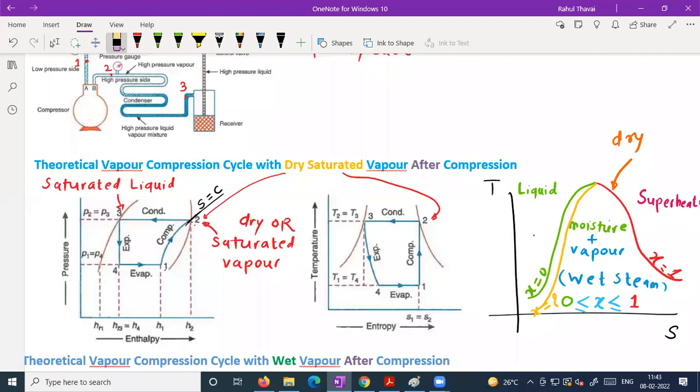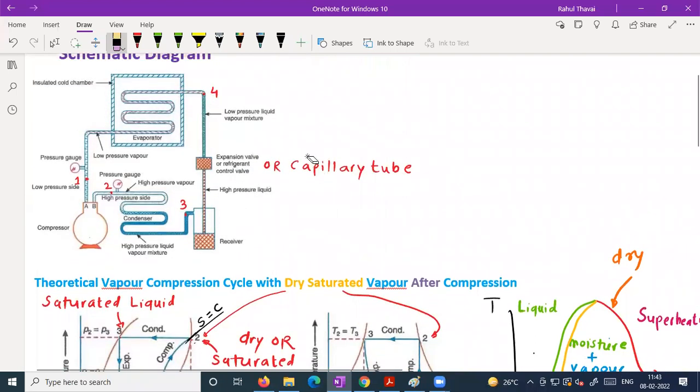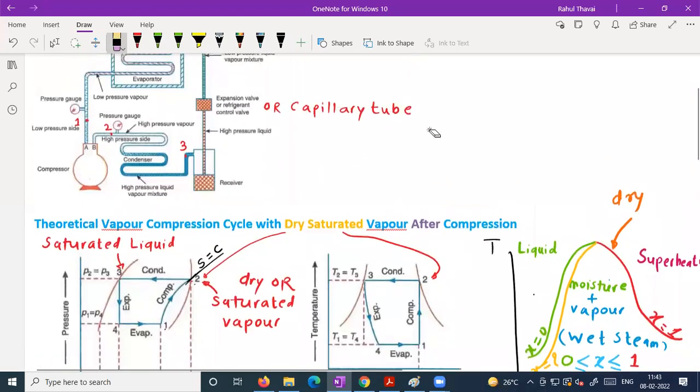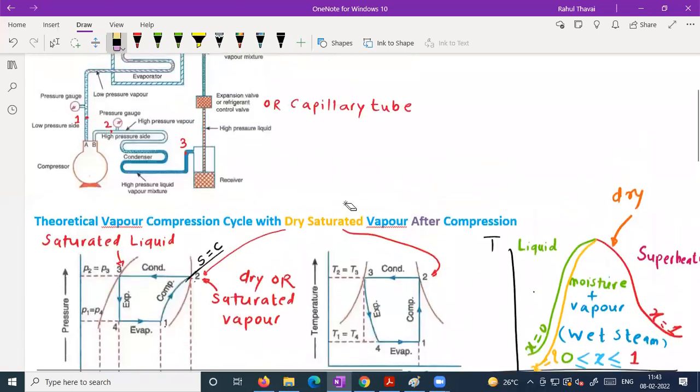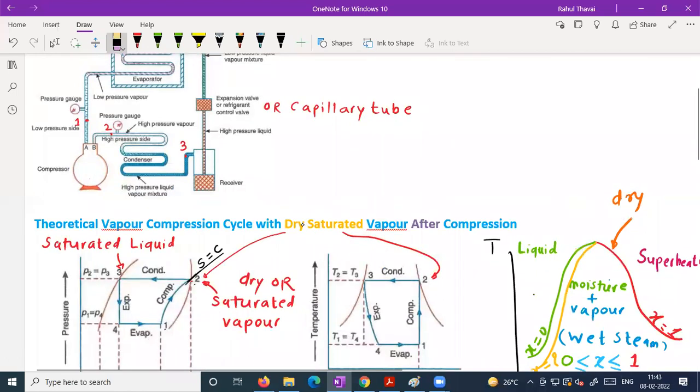Now at point number 3, what do we have? We have liquid. You can see on the schematic diagram that this liquid is passed to the capillary tube. 3 is the inlet to the capillary tube, and 4 is the exit. So in the capillary tube, what happens? Throttling occurs. This process 3 to 4 is called the throttling process.